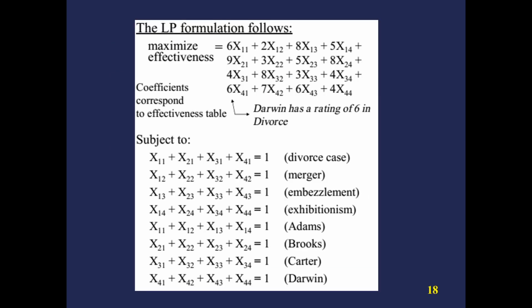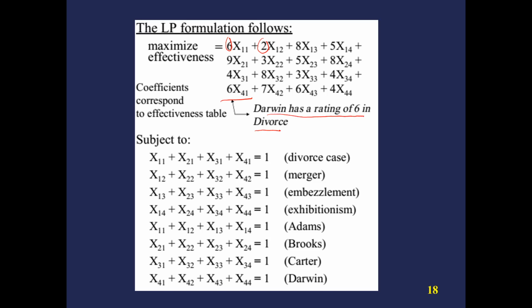And this is to maximize the effectiveness. We have the coefficients here. These are the effectiveness ratings for each case and person assigned to each case. For example, here 6x41 is telling us Darwin has a rating of 6 in divorce, and similarly for the others.